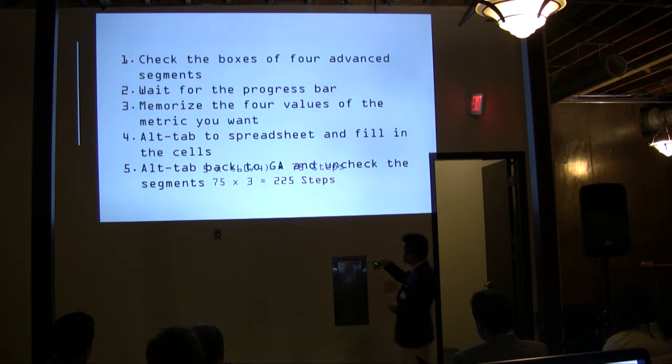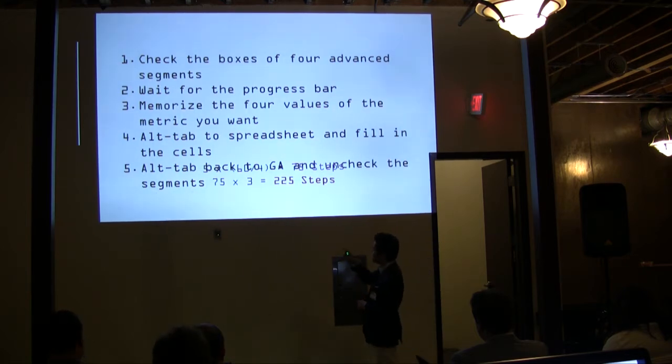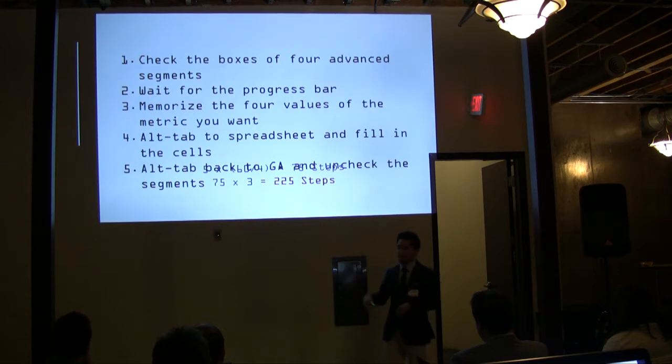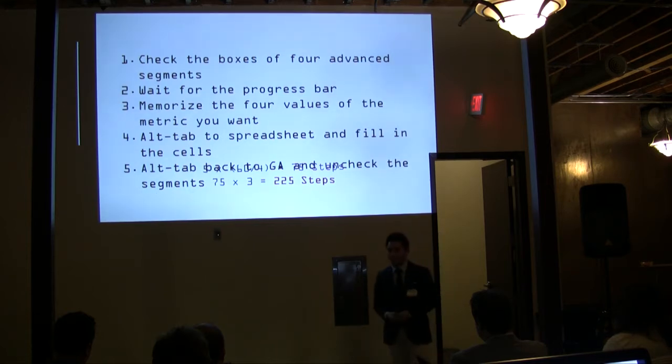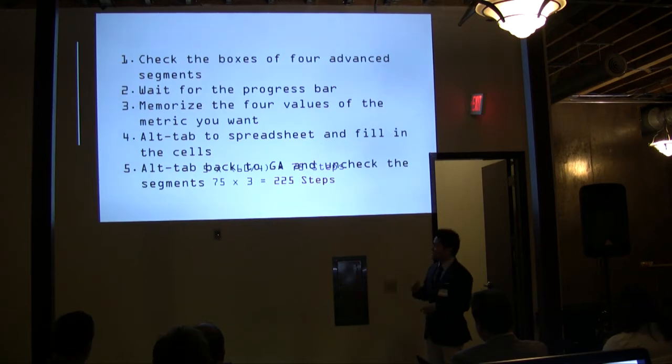So I calculated how many steps I was taking. We have around 60 to 65 segments, divided by the maximum of 4 views in Google Analytics, so about 15 rounds. 5 times 15 is 75 steps. Then we have 3 different metrics, so 75 times 3 is 225 steps. That sounds like a lot, and it is a lot. Granted, each of these steps maybe takes only 10 or 15 seconds, but it does make a difference. So I definitely needed a solution.